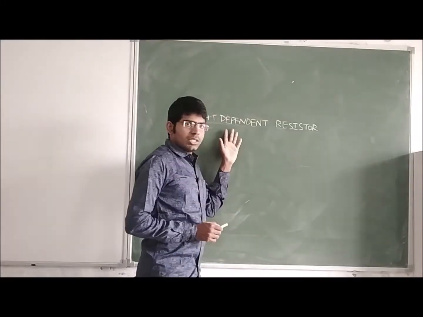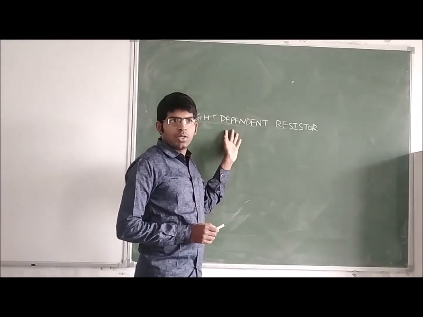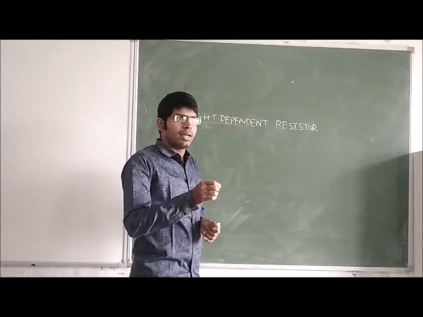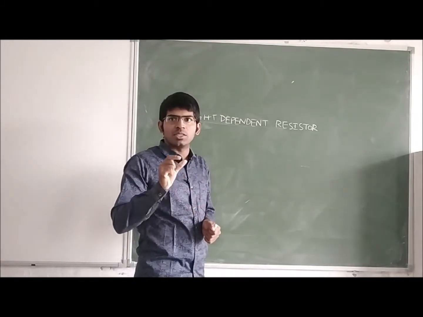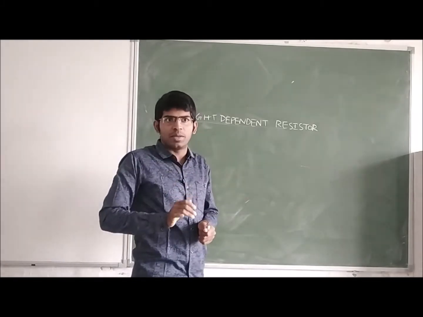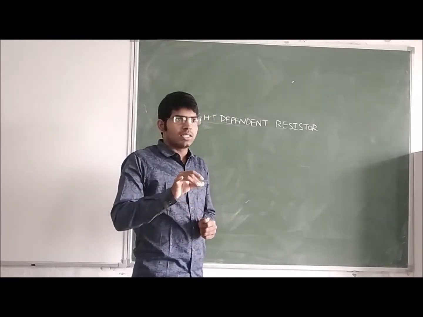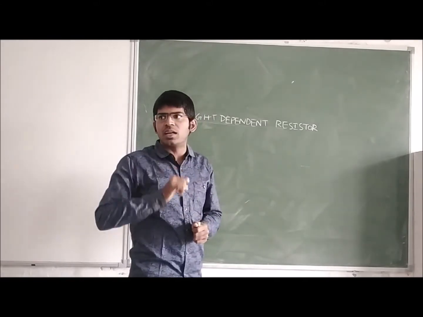As the name suggests, the resistance value of this resistor changes with the light. Whenever the light is falling on this resistor, the resistance value will be decreased drastically. This is also a variable resistor, but this resistance value we cannot change mechanically.